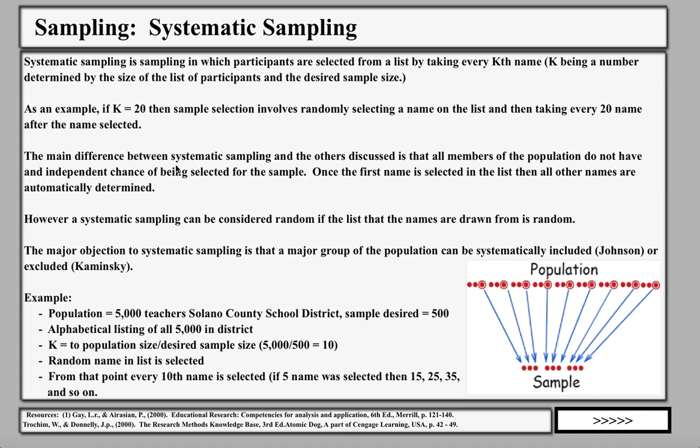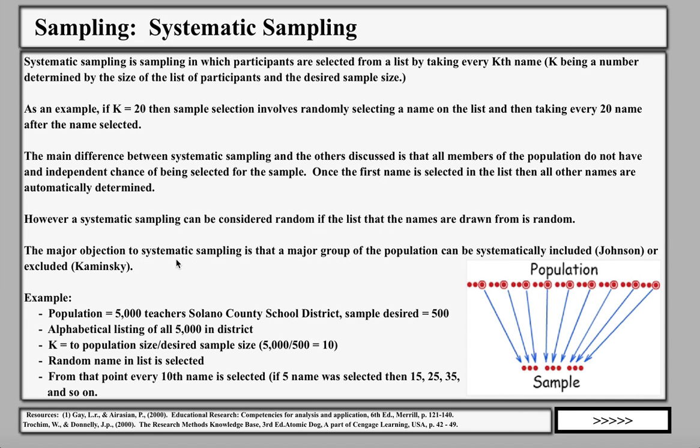The main difference between systematic sampling and the others discussed is that all members of the population do not have an independent chance of being selected for the sample. Once the first name is selected in the list, then all other names are automatically determined because you're taking, in our example, every 20th name. However, systematic sampling can be considered random if the list that the names are chosen from is in random order.